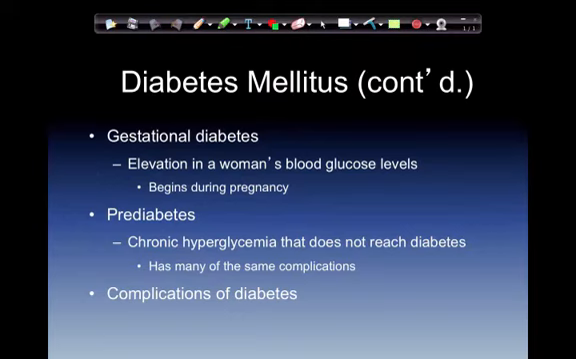Diabetes mellitus continued. Gestational diabetes is an elevation in a woman's blood glucose levels, and generally this begins during pregnancy. Most resolve their hyperglycemia after they give birth. Undiagnosed or poorly controlled diabetes during pregnancy causes major birth defects in about 5 to 10% of the pregnancies. Prediabetes, chronic hyperglycemia that does not reach diabetes, has many of the same complications.